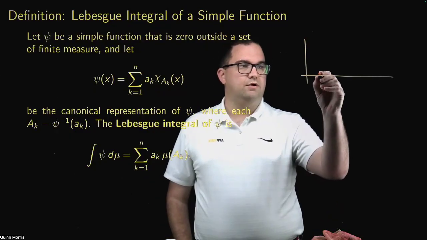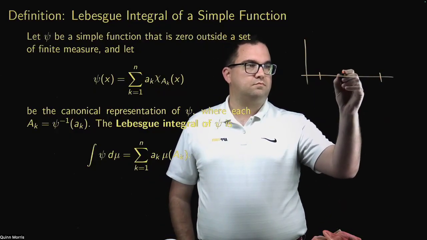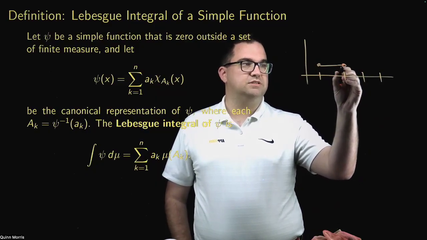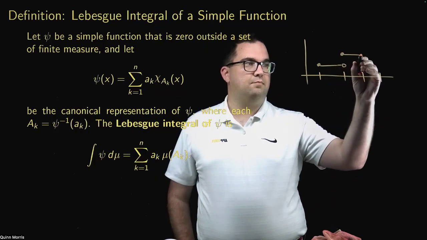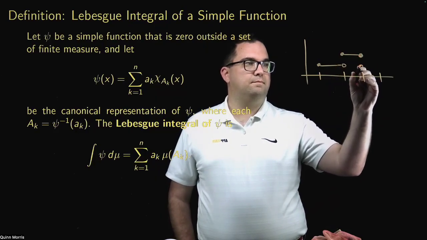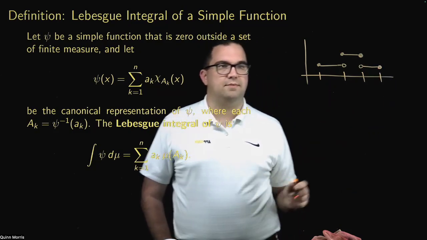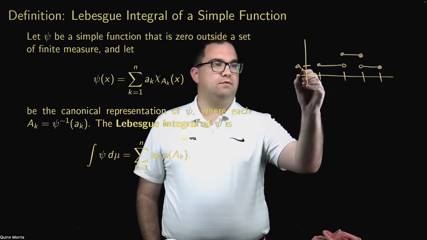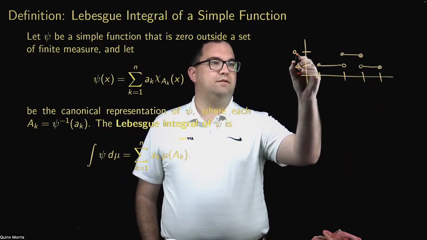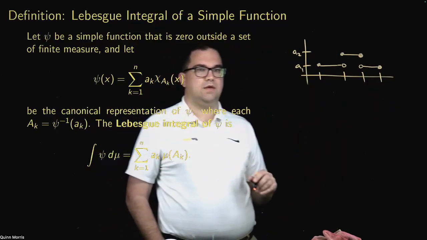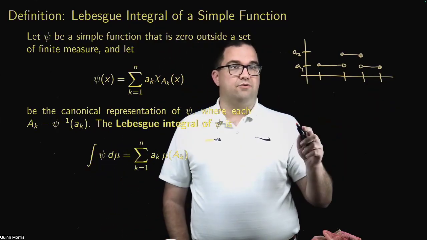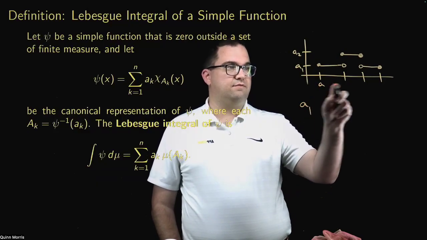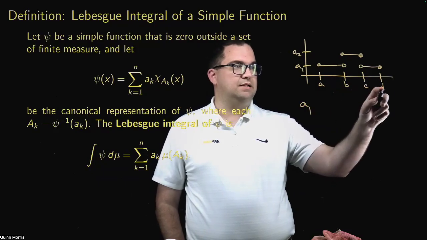so take, for example, let me sketch an example here. So maybe I have some different intervals here, and maybe my simple function even is just a step function. It need not be overly complicated. And in particular, let me draw it like this. Now, let's say that this is height A1, and this is height A2, okay? So one way I could represent this, and let's give these some names, A, B, C, and D.